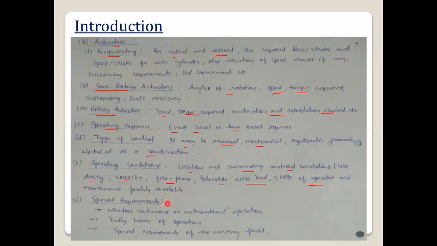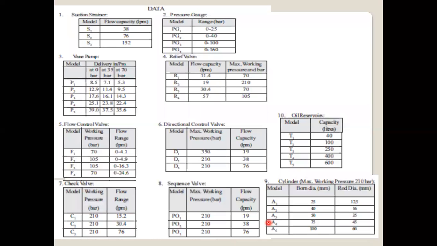Then some special requirements are there, that is, whether the circuit has to be continuous or in intermittent operation. Based on that the selection of the components will be done. Then daily hours of operation: whether the machine for which the circuit is being prepared will be running for 8 hours, 10 hours or 12 hours. Based on the daily hours of operation also we can design. Then special requirements of the working fluid. Depending on the working fluid also we can design.